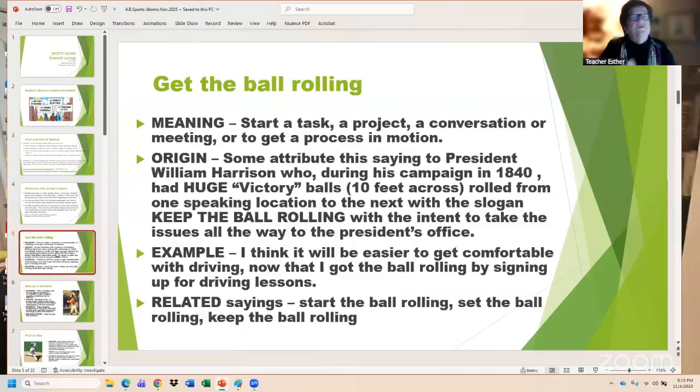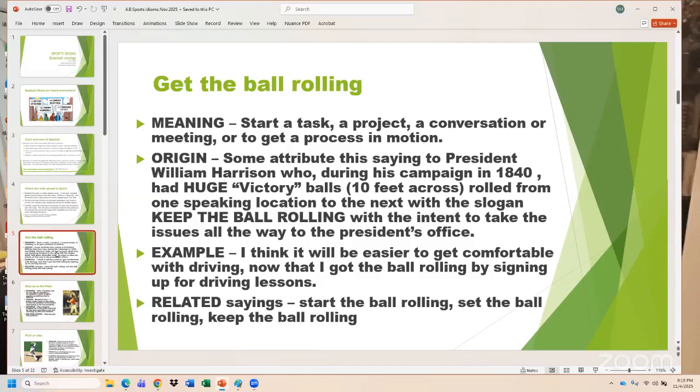Next one, we'll start now with our idioms. All right, Thiet, are you able to read this one? I don't know if you can read this one. Yes, teacher. Okay, give it a go.